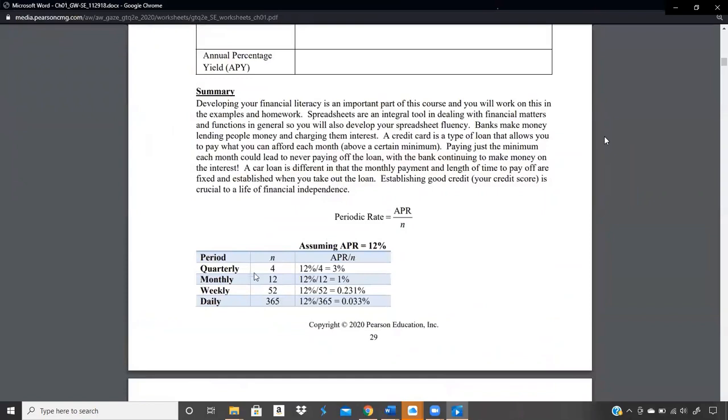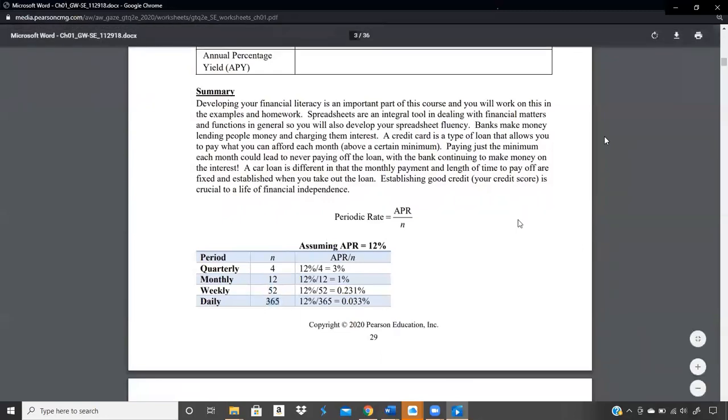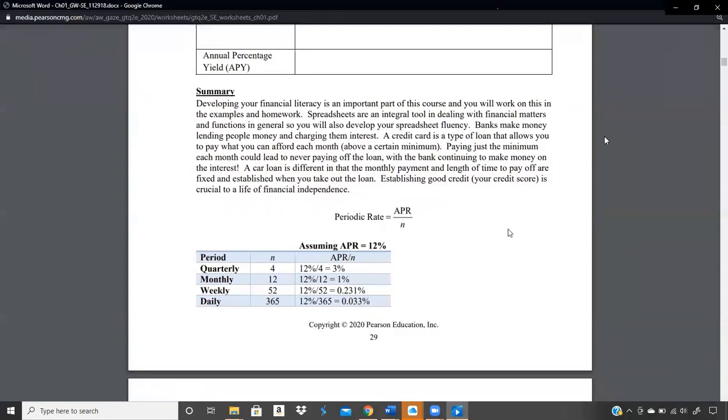So quarterly, there's 4 of them, monthly 12, weekly. I didn't say weekly, by the way, it's 52. That should be, I hope, intuitive. And then daily 365. Again, unless you use the banker's rule.